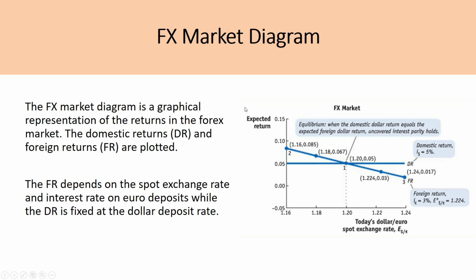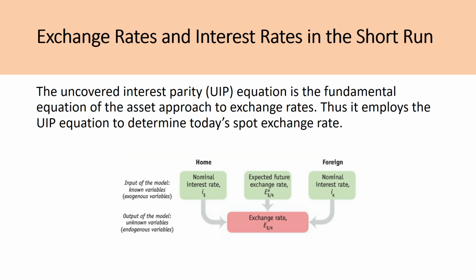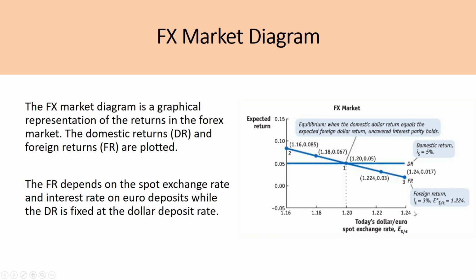So essentially what this does is, on the y-axis you have your expected return, right? So you have 15%, 10, 5, 0%. And then on the x-axis, you have today's dollar-euro spot exchange rate. So it graphs the relationship between the expected return and today's exchange rate. We talked about how we know the nominal interest rate domestically and the foreign interest rate, and we know the future expected exchange rate. So these are the known exogenous variables, and the change will come from the exchange rate today, and that's illustrated by this.